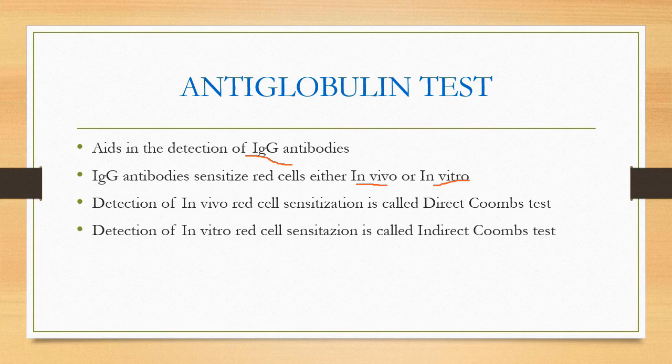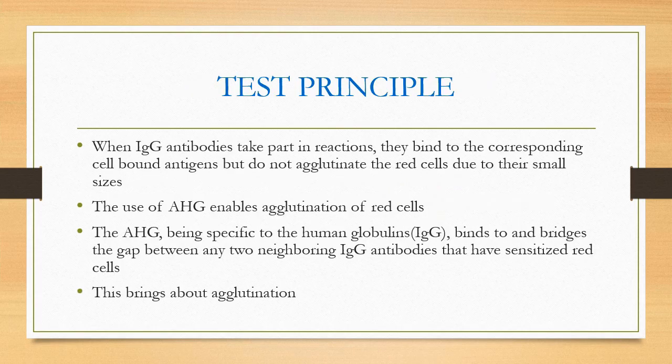That brings us to the two types of Coombs test that we have, which is direct Coombs test and indirect Coombs test. When we are detecting in vivo red cell sensitization, we shall perform what is called a direct Coombs test. We are going to see the procedure shortly, in the subsequent slides. And when we are detecting in vitro red cell sensitization, then we are performing what is called an indirect Coombs test. So what is the test principle?